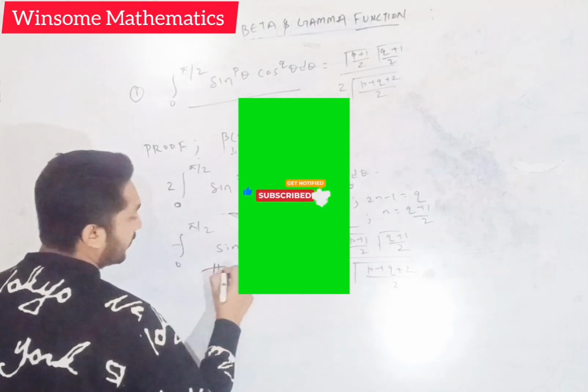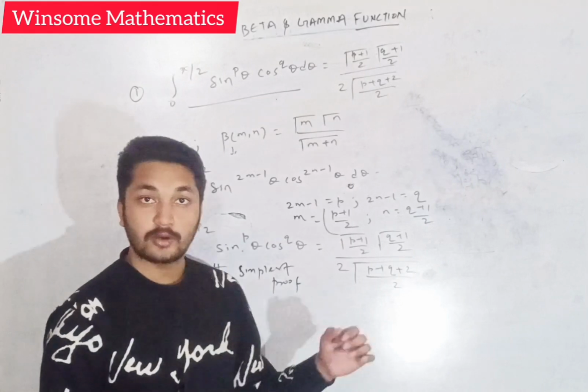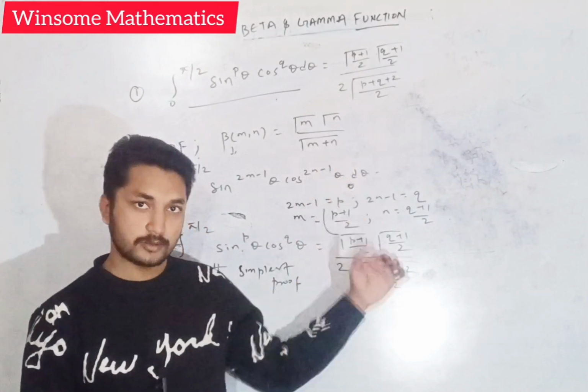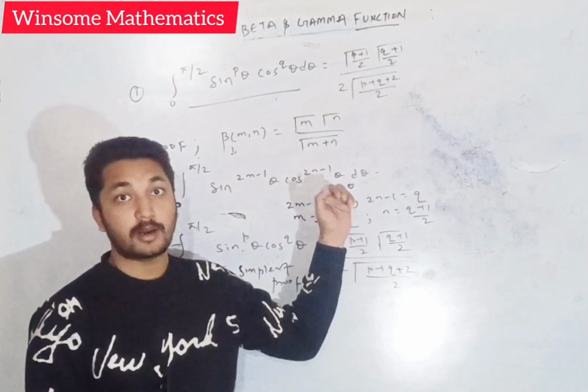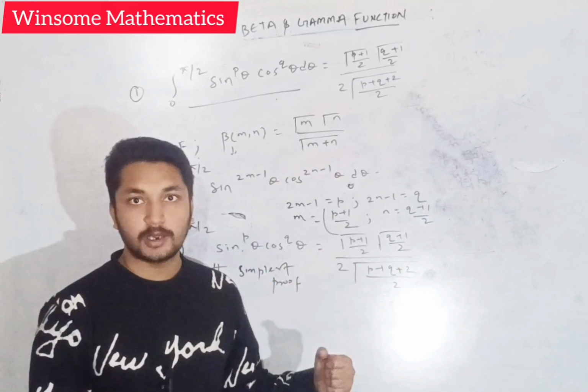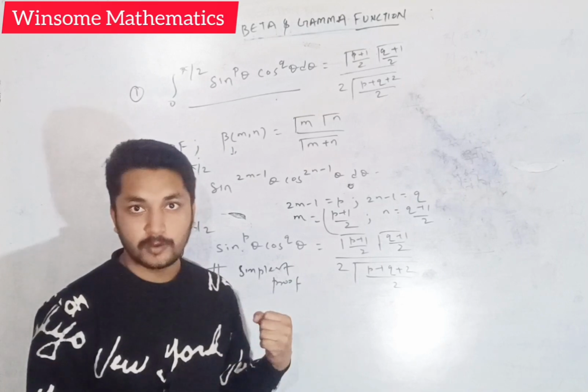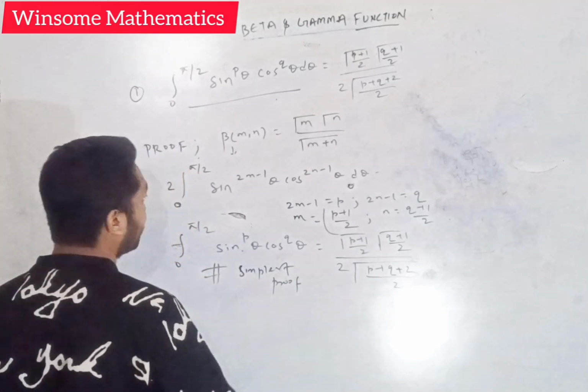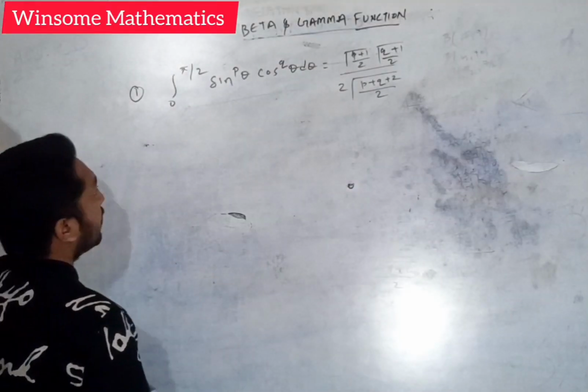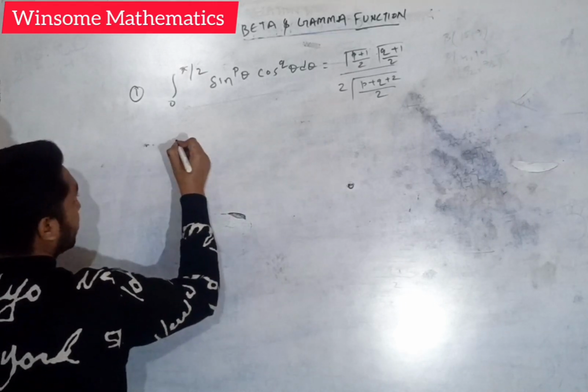Now we will see some examples based on it. After this we will see all the questions of beta and gamma, and after that we will see the duplication formula, then the questions of the duplication formula, and then our chapter will be finished. So now, examples.